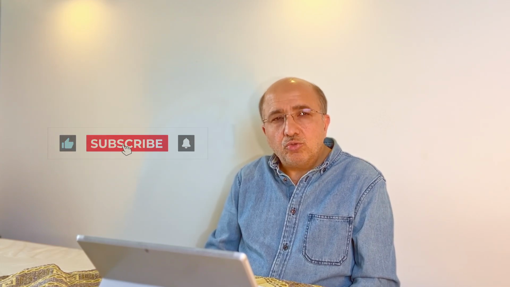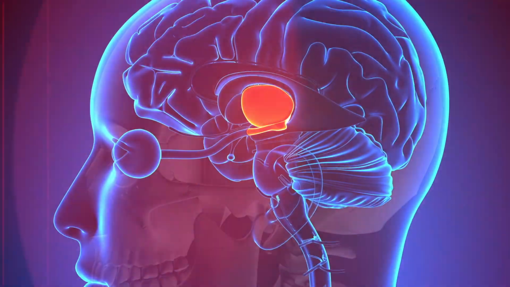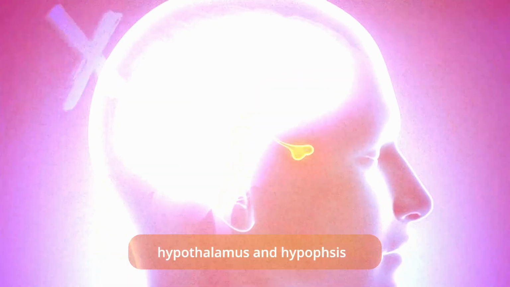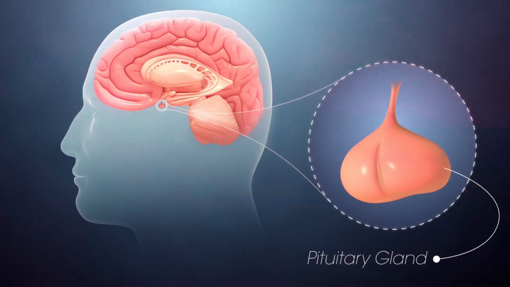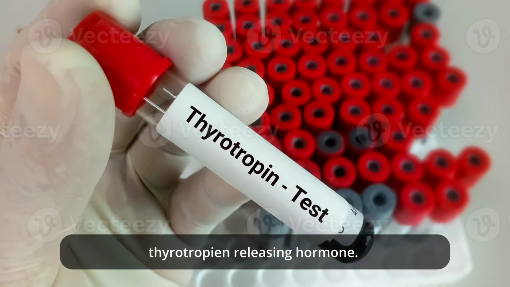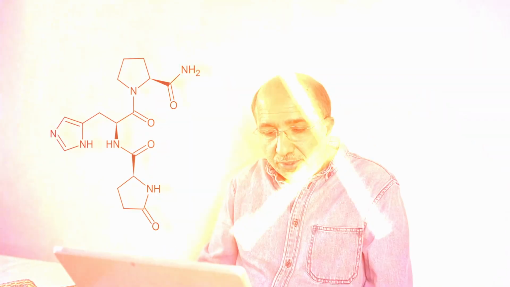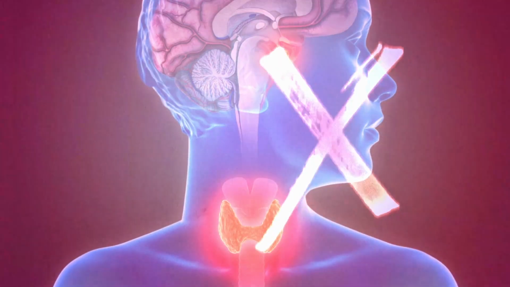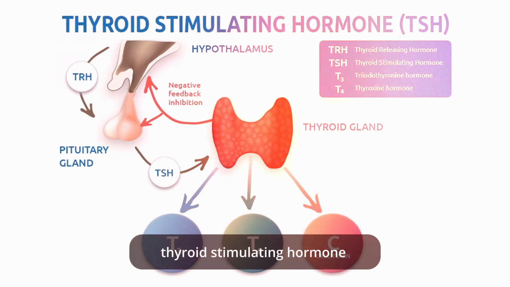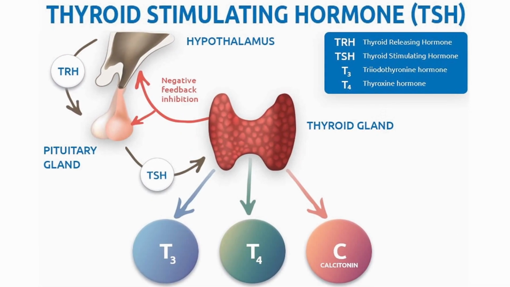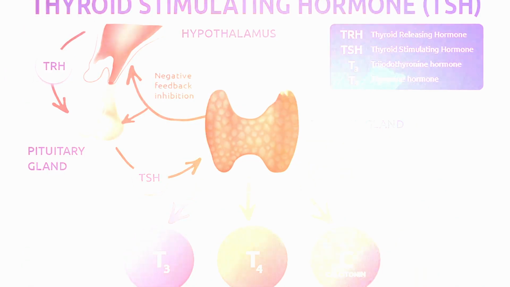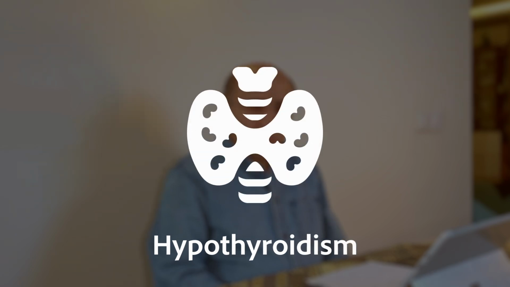Now I would like to say that the thyroid gland is related to two other glands. The first one is the hypothalamus and the second one is the hypophysis. The hypothalamus secretes a specific hormone called thyrotropin releasing hormone. It regulates and controls the hypophysis, and interestingly, the hypophysis secretes another hormone called thyroid-stimulating hormone, and it regulates and controls the thyroid gland. So we can categorize hypothyroidism into four different groups.